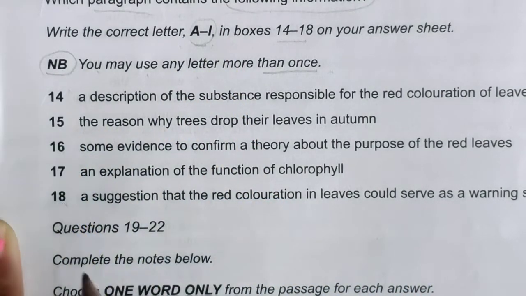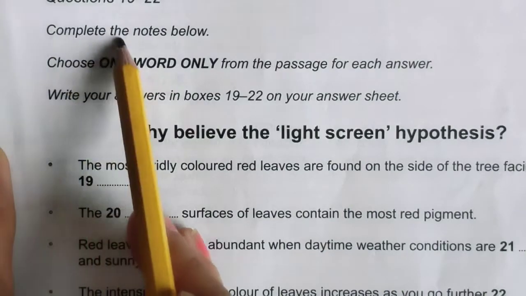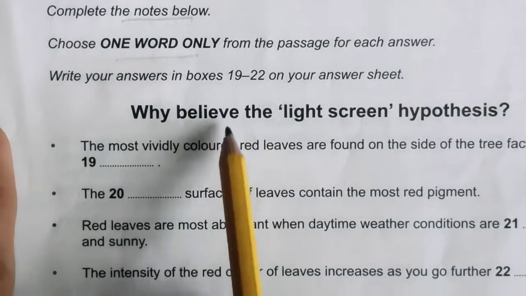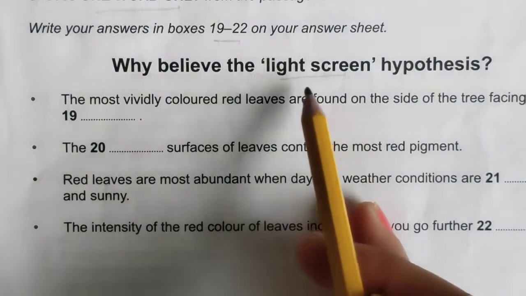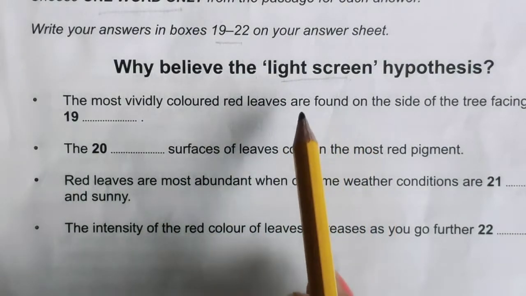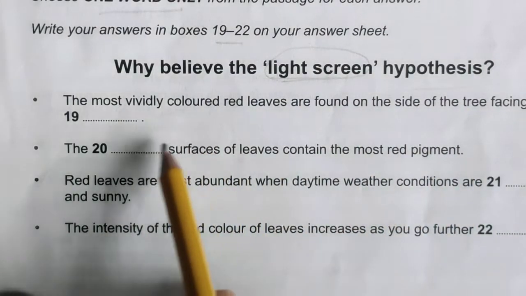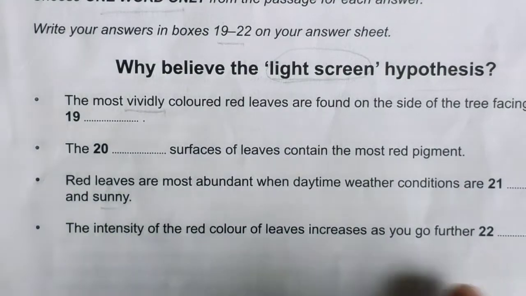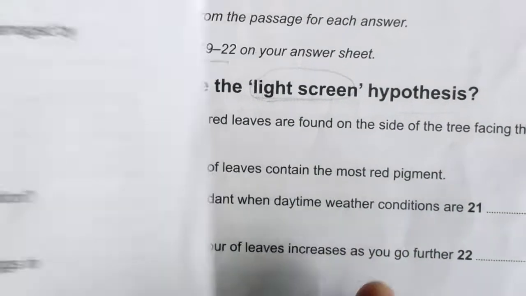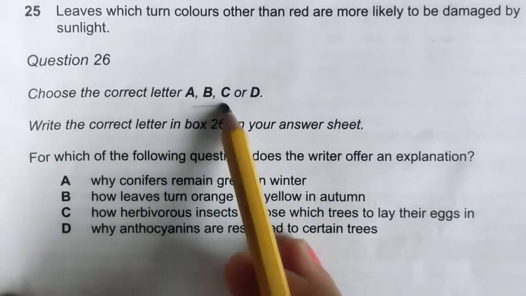The second type of question is fill in the blanks, where we complete the notes with one word only, from 19 to 22, Why believe light screen. For these reading types of questions, look for the main important words from the reading passage, like in the question answers. I have noticed the light screen hypothesis, so I would be looking for that. The third type of question here is true, false, not given, and the last one is multiple choice. In this reading we have 4 types of question.